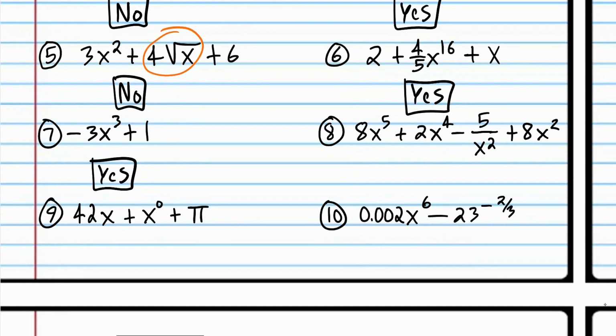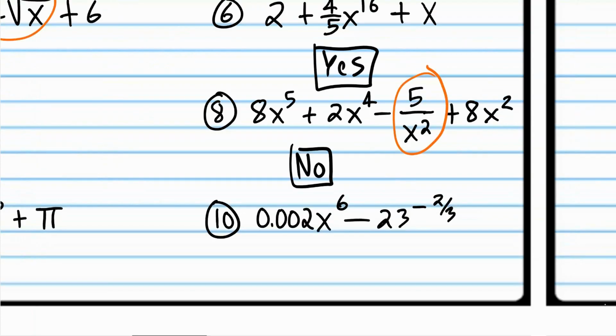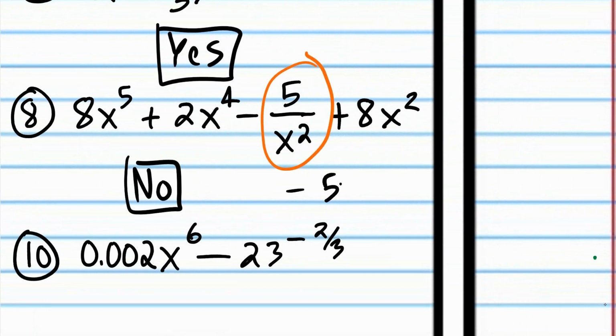Number 8 is not a polynomial because we have this term here. Remember, you can rewrite that as -5x to the -2, because this x squared at the bottom can go up as x to the -2 power. Remember, that's rule number, I believe that's rule number 8 in our exponent rules. So you can't have a negative exponent. It's not allowed.